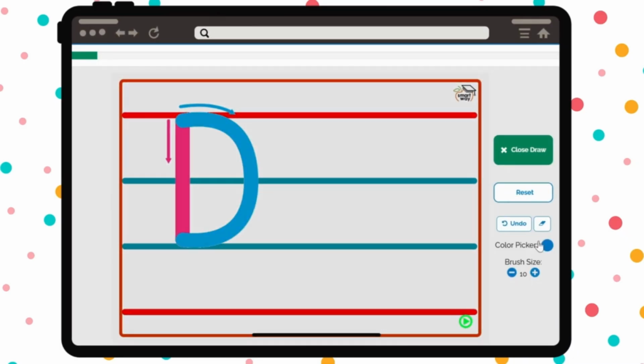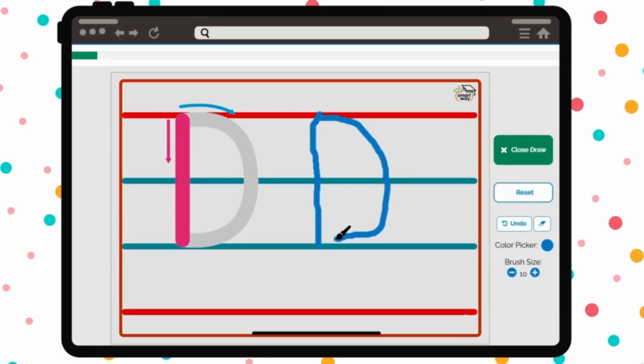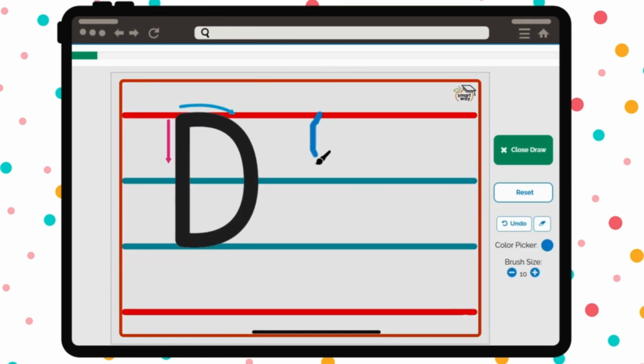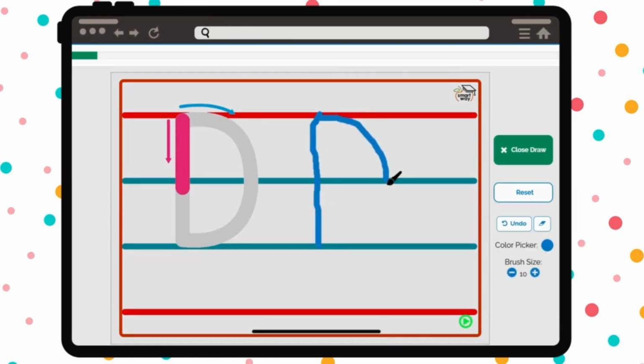Letter formation comes to life with animated GIFs modeling correct strokes. Let's practice writing the uppercase letter. Press the draw button and practice writing. Make sure to touch the lines correctly as shown.